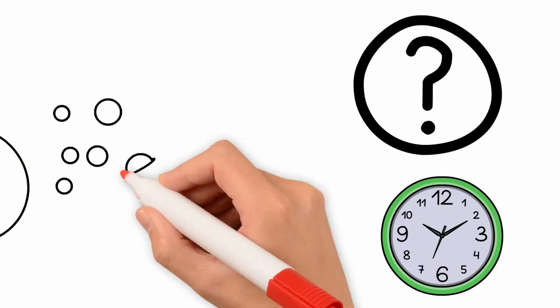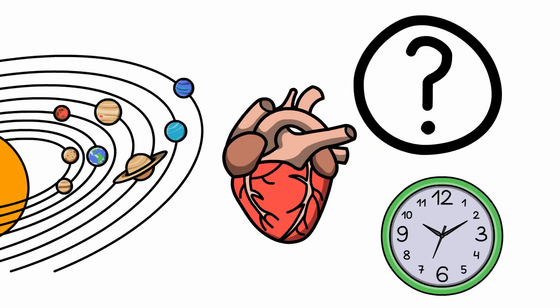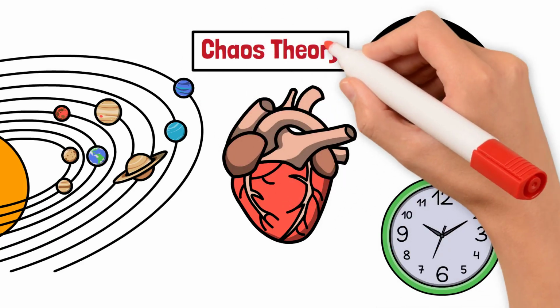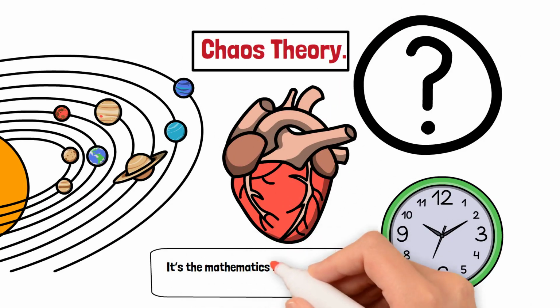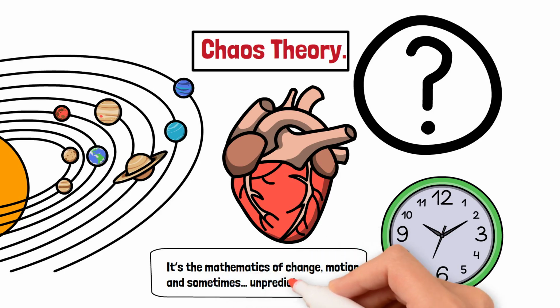Today, we're diving into a field that explains how systems evolve over time, from the orbit of planets to the beating of your heart. This is dynamical systems and chaos theory. It's the mathematics of change, motion, and sometimes unpredictability.